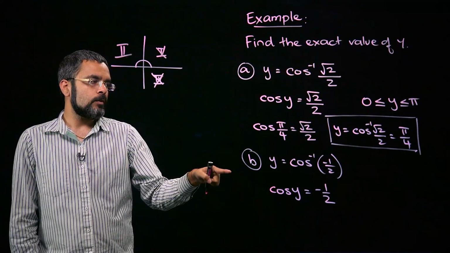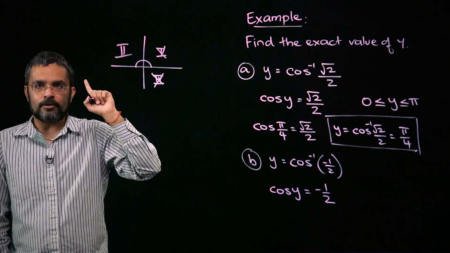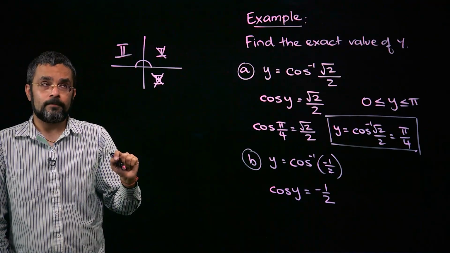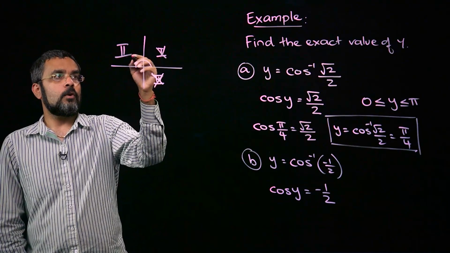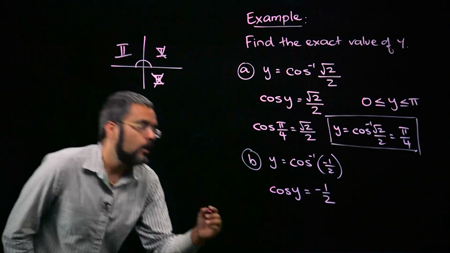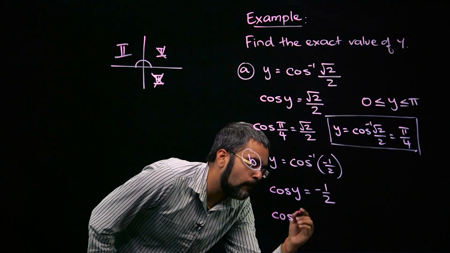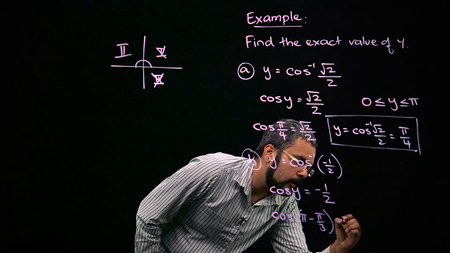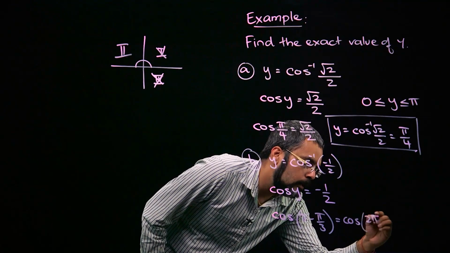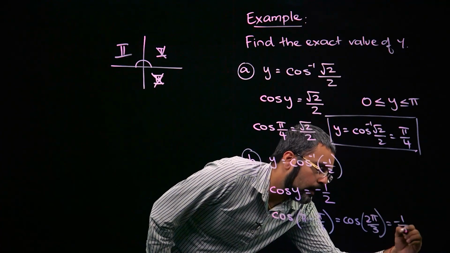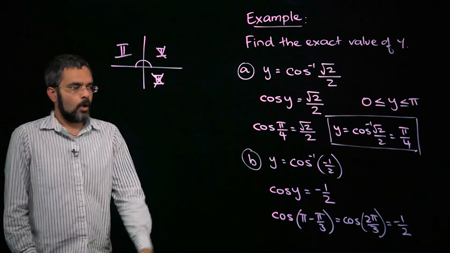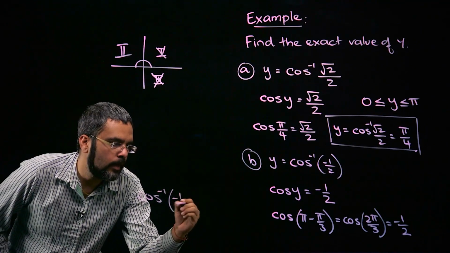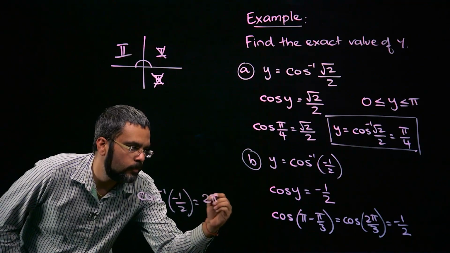And what value of cosine gives you 1/2? So think about your reference angles, remember? What reference angle will give you cosine of that angle as 1/2, and that is pi over 3, okay? So here, it's going to be pi minus pi over 3, right? So we know that cosine of pi minus pi over 3, or cosine of 2 pi over 3, equals -1/2. Okay, which means cosine inverse of -1/2 is going to be 2 pi over 3.